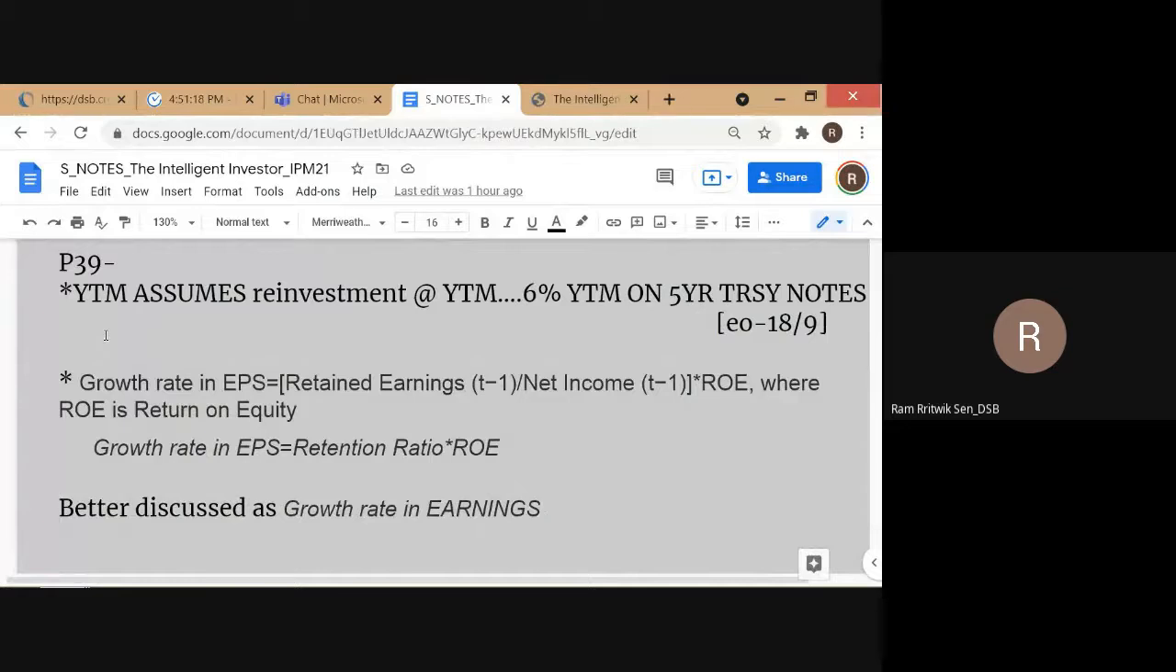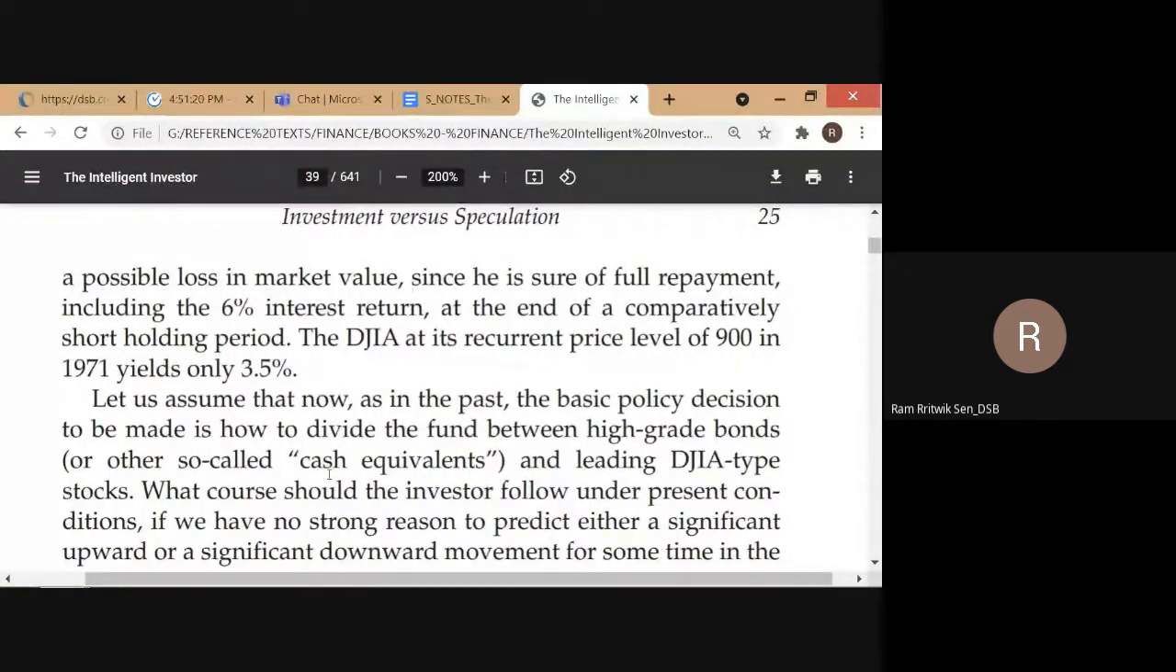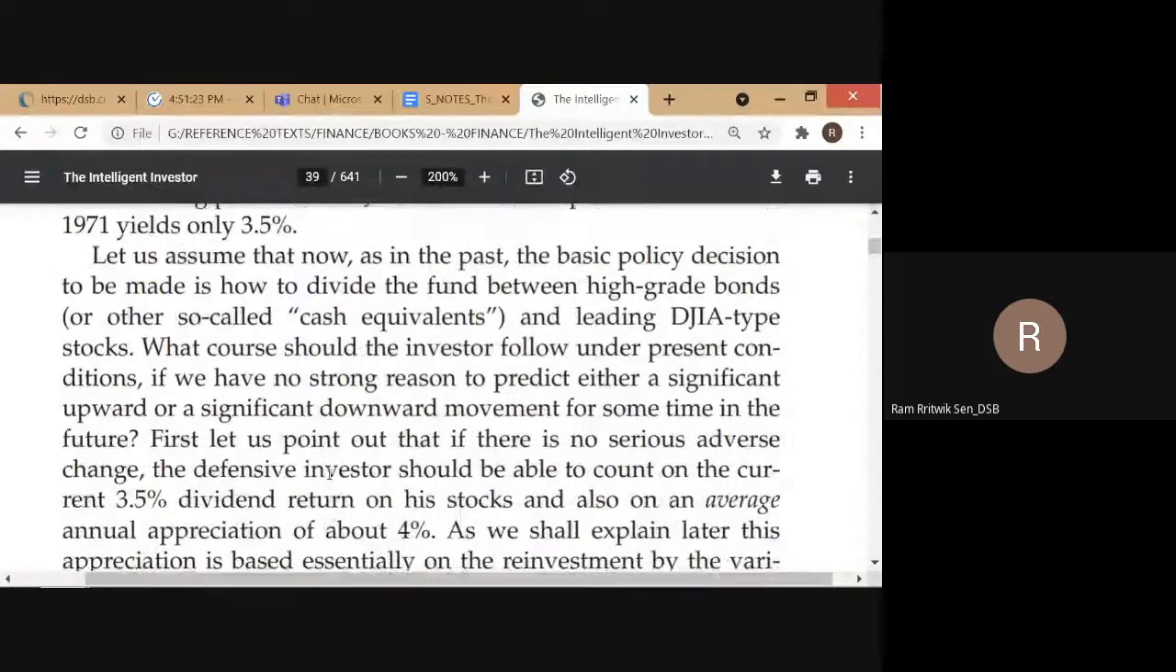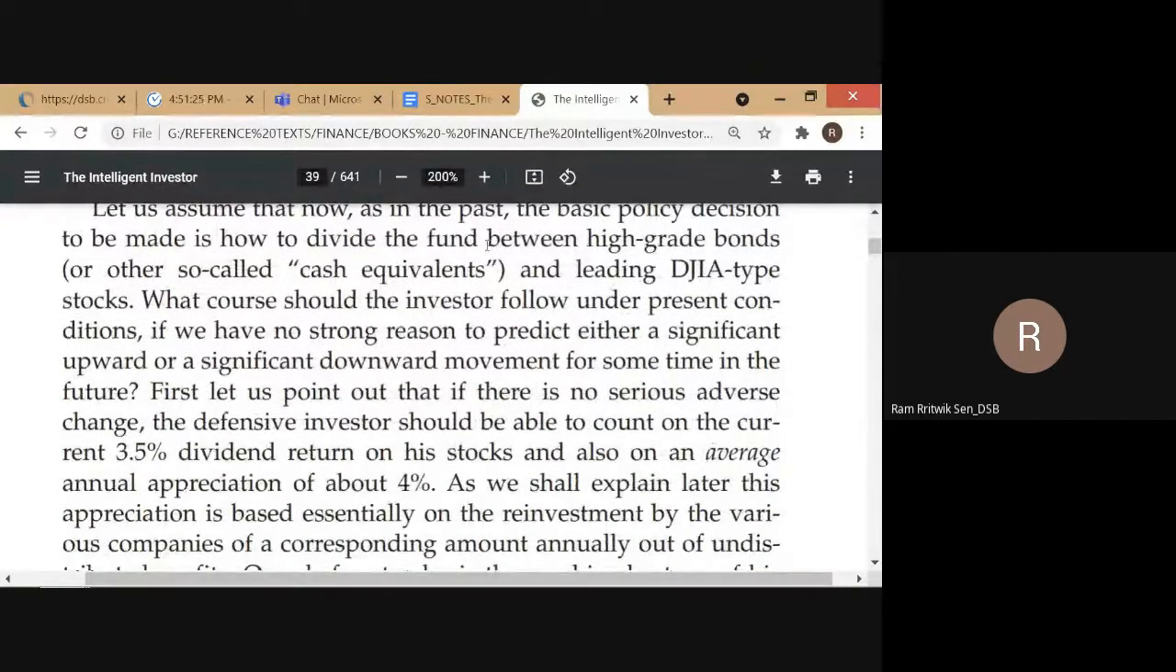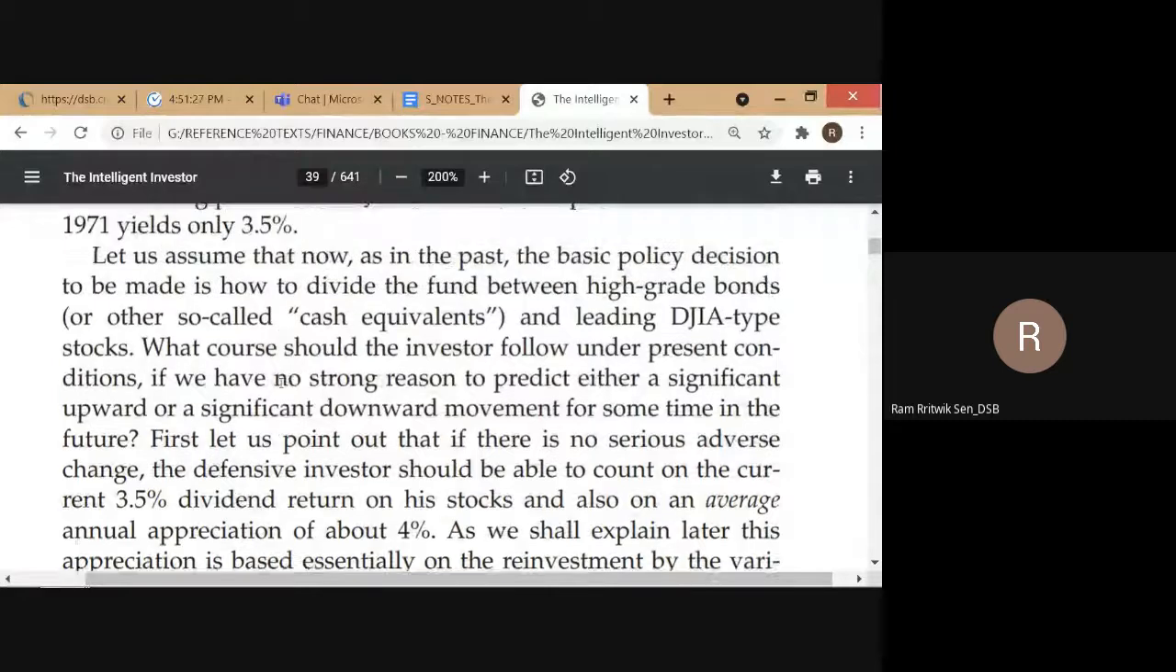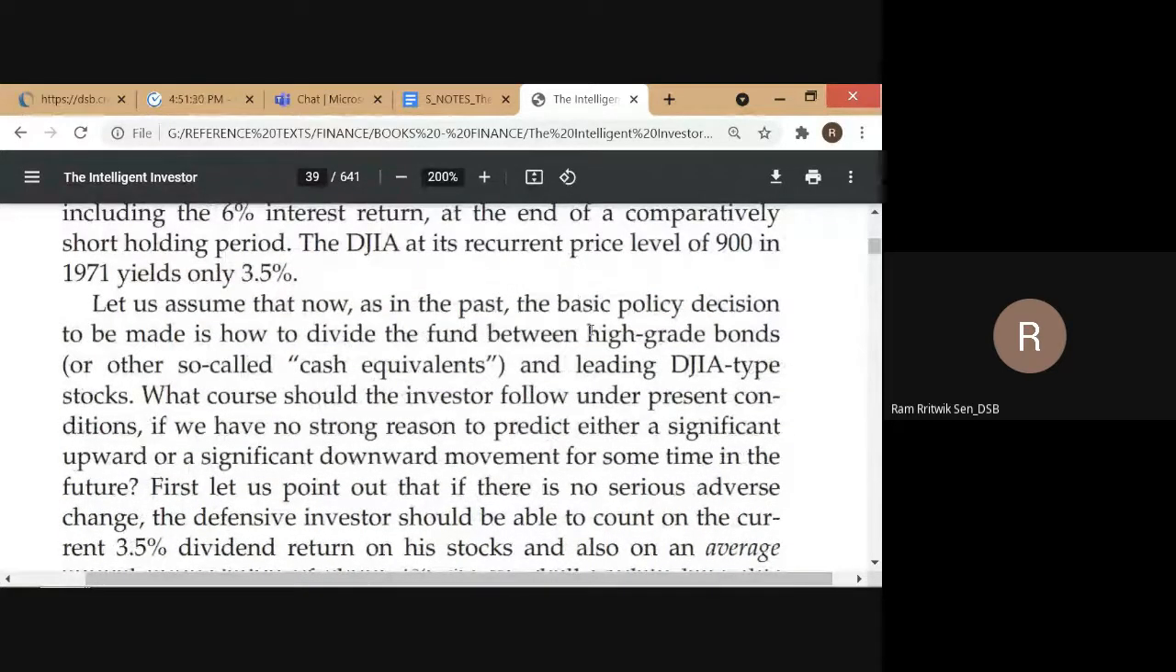Now here, there's another statement. Again, you see these typical asset allocation decisions, how to divide the fund between high-grade bonds or other so-called cash equivalents. Cash equivalents are essentially like money market funds which invest in treasury bills or commercial paper. Commercial paper is a little bit risky because it's a corporate credit, but treasury bills are government obligations. So those are considered to be a cash equivalent.